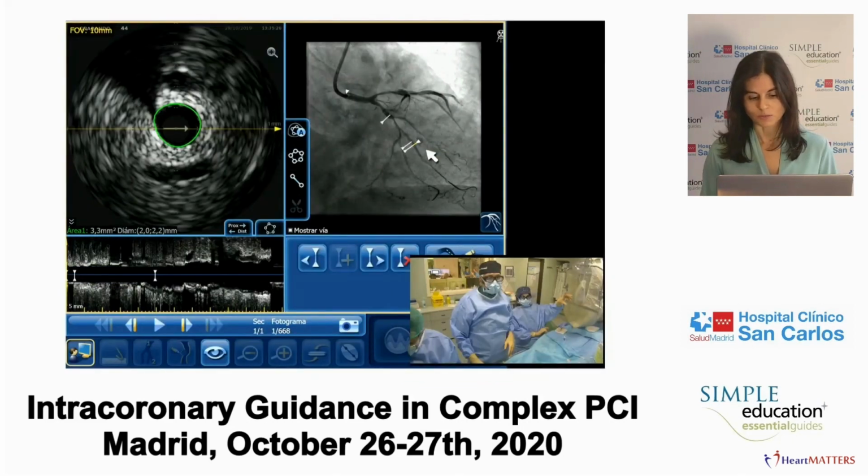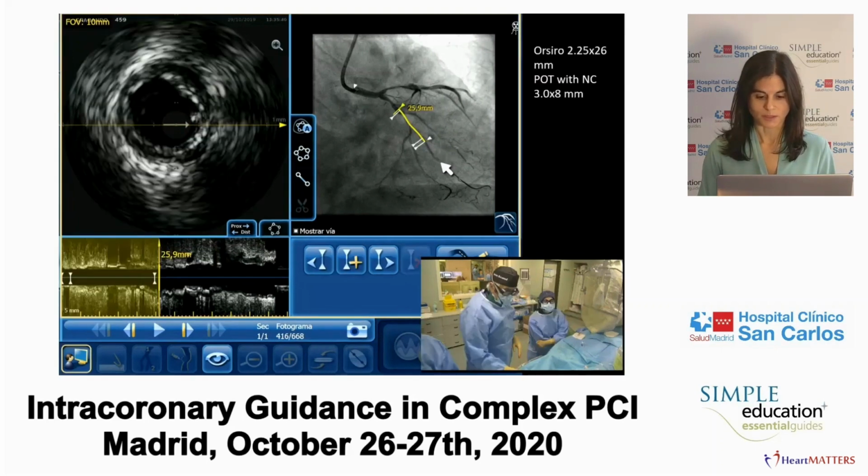So this is the implantation of the stent, as you can see here. We are now implanting this stent, and after that, of course, immediately we are performing a POT in the proximal part with a 3.0 non-compliant balloon. You can see here how we are adjusting the position of the balloon using also this enhancement of the angiographic images. This is the POT.